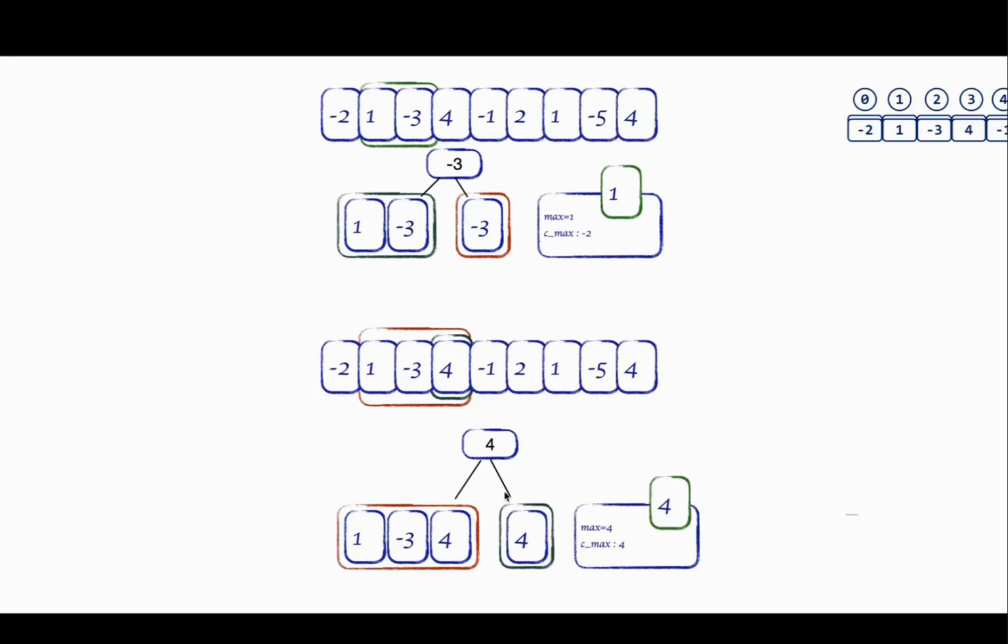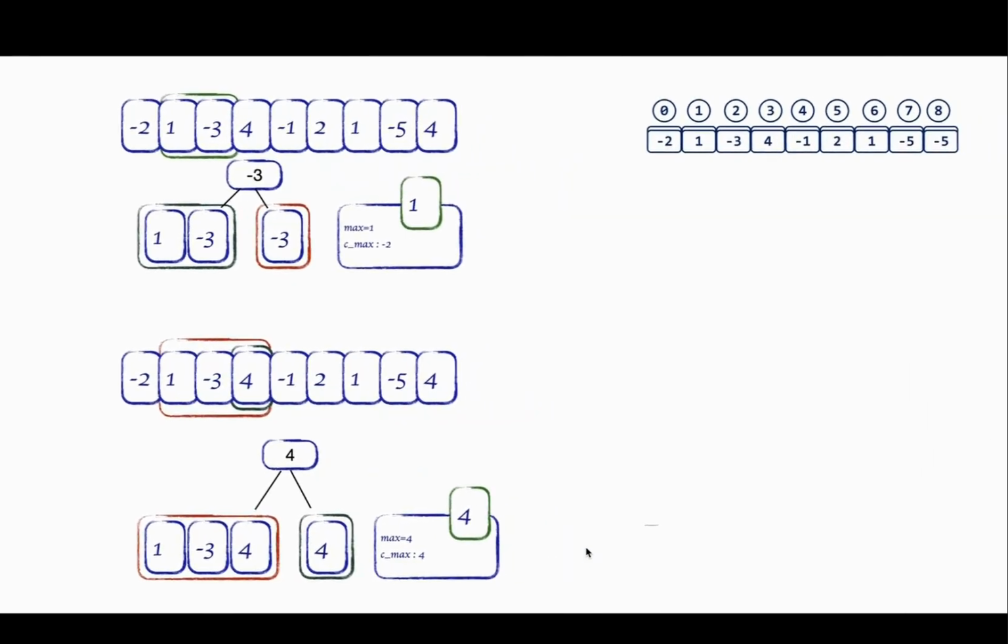So for this window, our current max is 4, as the earlier max was 1 and now the current max is greater. So we'll update our maximum value. Now the maximum is 4. So next time when we iterate, when we do the sum, we will consider from the element 4.